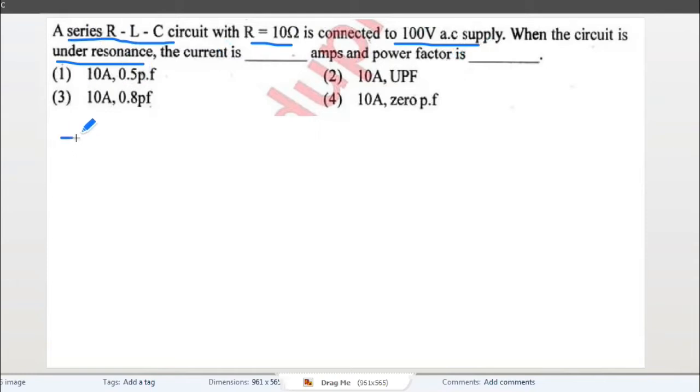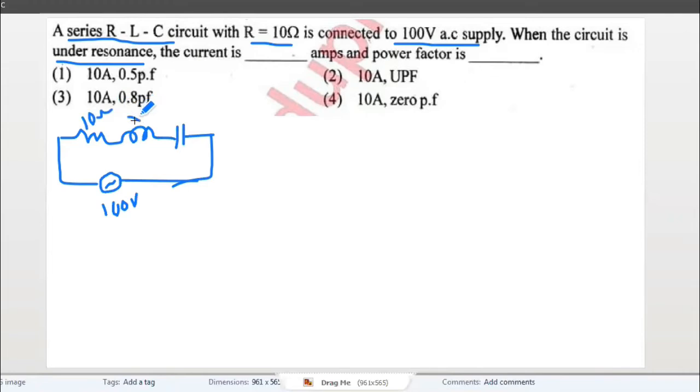Here we have a resistor, inductor and capacitor connected in series and a AC supply of 100 volts. The resistance value is given as 10 ohm, and let this be the inductive reactance XL and the capacitive reactance XC. So here we have to find the current and power factor under resonance condition.